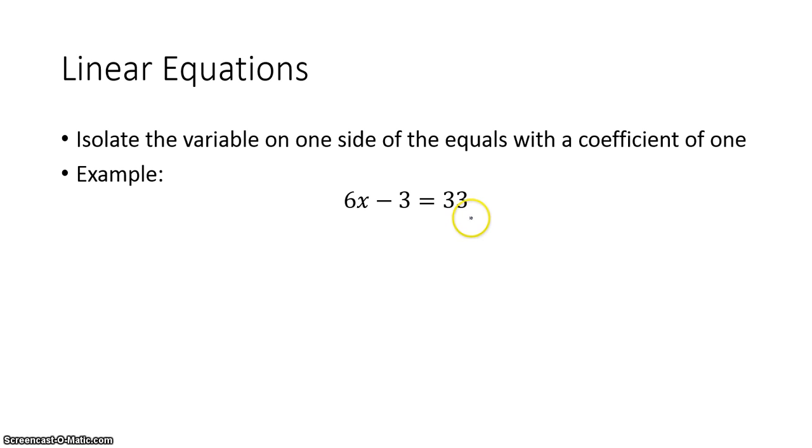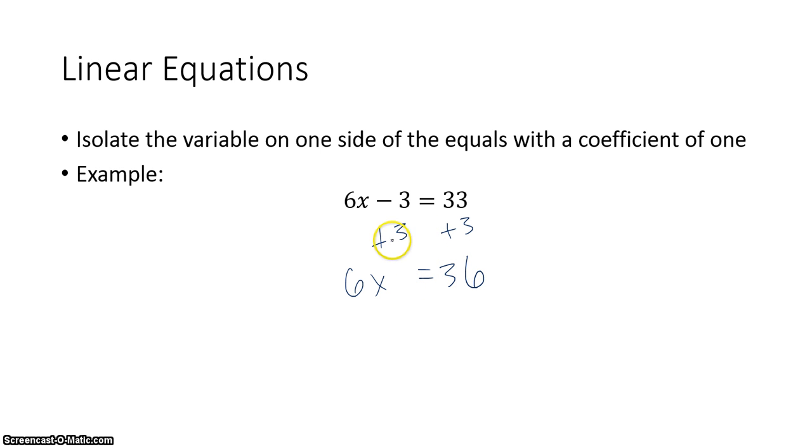Linear equations involve polynomials of degree 1. To solve a linear equation, we want to isolate the variable on one side with a coefficient of 1. So for this first example, first thing we want to do is get all the x's on one side and all the numbers on the other. So we will add 3 to both sides of the equation, leaving us with 6x equals 36.